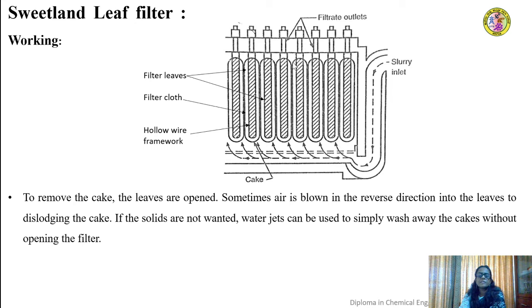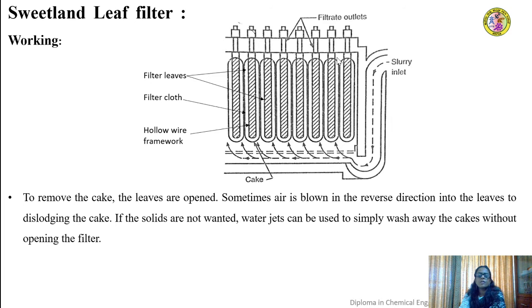Whenever the cake is not that tightly held on the surface of the filter leaf, just by blowing air from inside can help the cake to dislodge and fall to the bottom of the tank. So that is how we can discharge the filter cake easily, without having to remove all the filter leaves for the discharge of cake.